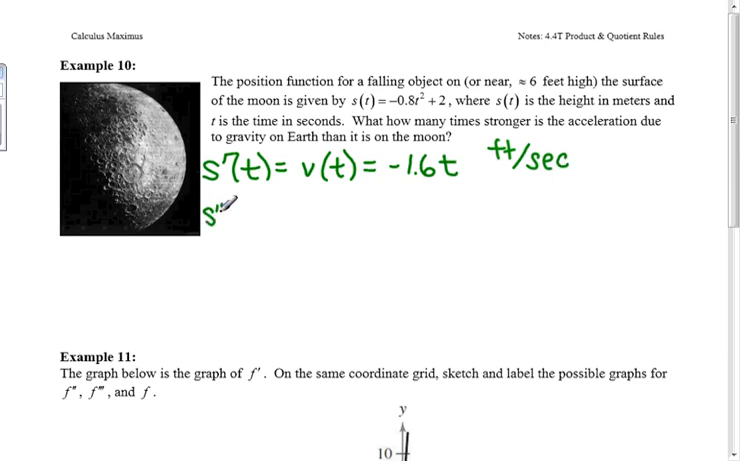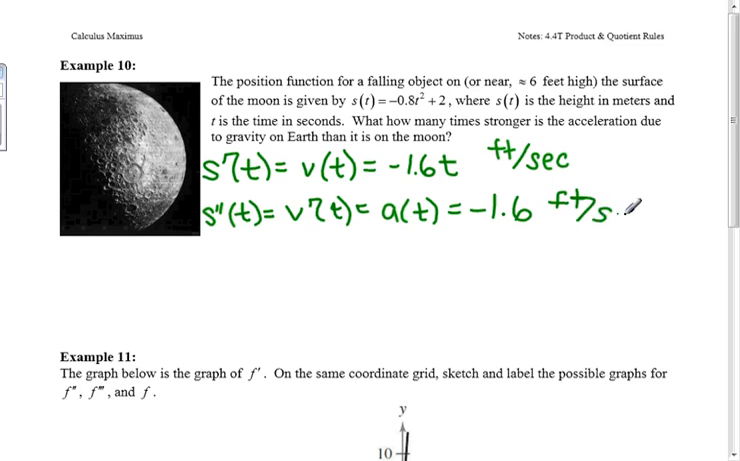Alright, and then we need to find acceleration. Well, that's the second derivative of position, or the first derivative of velocity, equals acceleration. So we just have to take the derivative of that. So that would be 1.6 t to the 0. And again, our units, those are important. They'll come in handy later. Are feet per second squared.